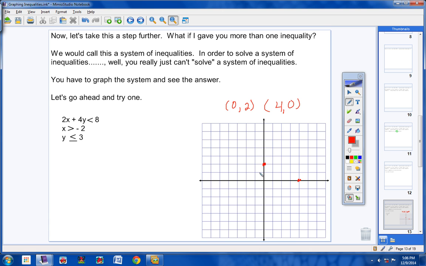Now before you draw your line, look at your inequality over here. Do I have an equal sign underneath it? No, I do not. So it will be a dotted line. Okay, so here we go. Dotted line.